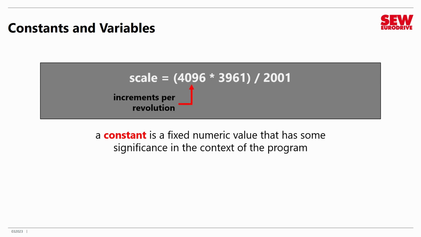4096, which in this particular case happens to represent how many increments per revolution the motor encoder generates. 3961 happens to represent a gear ratio. And 2001 indicates the circumference of a sprocket. So this is some kind of calculation that is working out a scale factor that incorporates the encoder, a gearbox, and the circumference of a drive sprocket. And we use constants to make this possible.